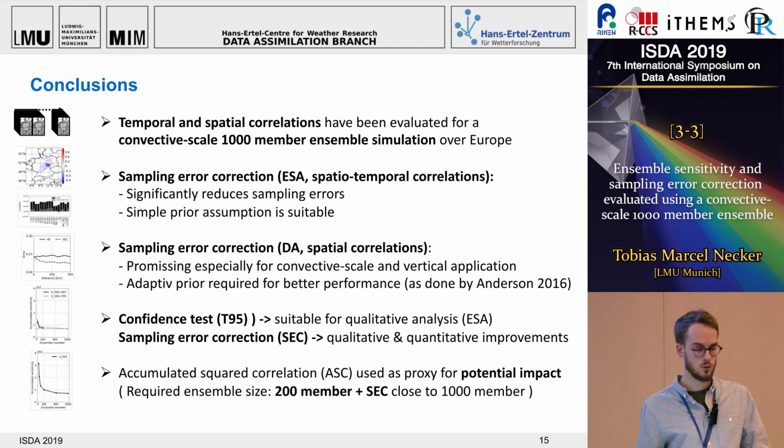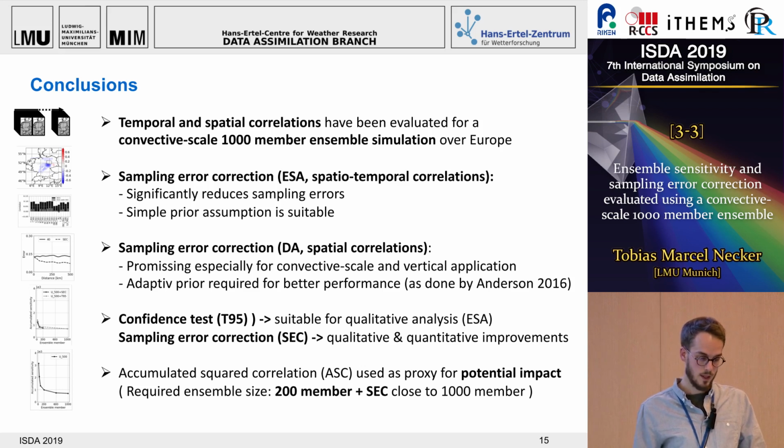So to conclude, I showed you the first convective-scale 1,000-member ensemble simulation over Germany. And we evaluated spatial as well as spatial temporal correlations and showed that statistical sampling error correction can significantly reduce sampling errors. There is potential for improvement if we adapt the assumptions that go into the sampling error correction. If we think of a data assimilation application, the sampling error correction is especially helpful, I would say, for convective-scale applications or localization in the vertical, because there the Gaspari-Cohn function won't perform that well.